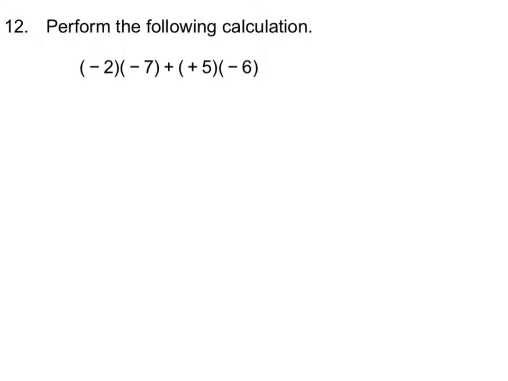Perform the following calculation, -2 times -7 plus +5 times -6. We want to use the order of operations. This means that we'll do parentheses, exponents, multiplication and division, and then addition and subtraction in that order. And we can remember that order by memorizing the acronym PEMDAS.